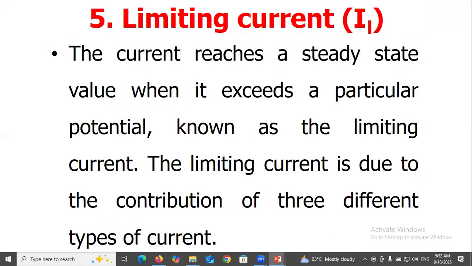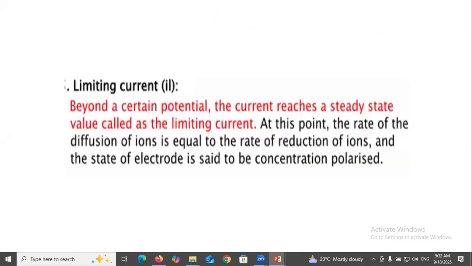The current reaches a steady state value when it exceeds a particular potential, known as the limiting current. The limiting current is due to the contribution of three different types of current. Beyond a certain potential, the current reaches the steady state value called the limiting current.